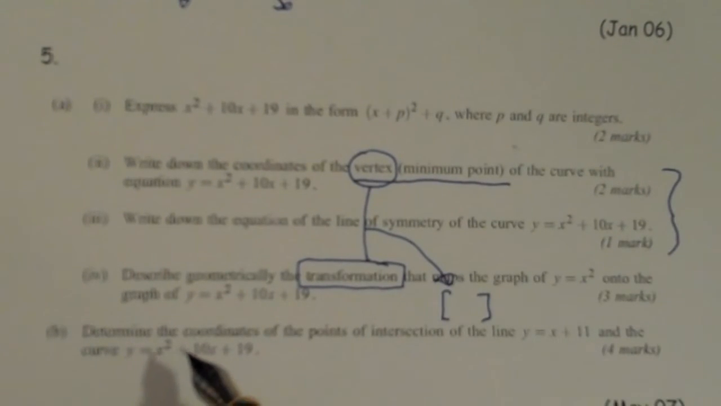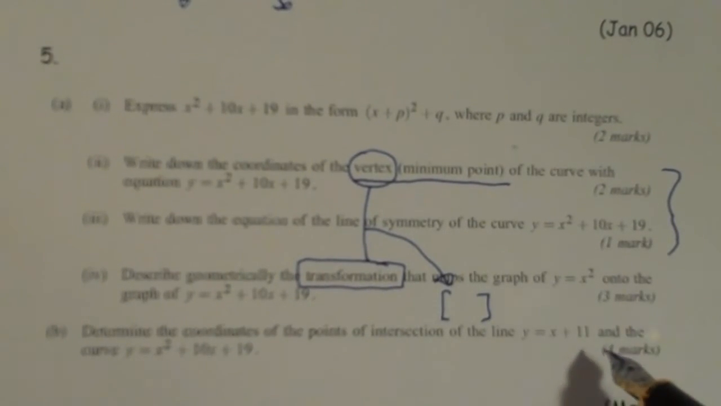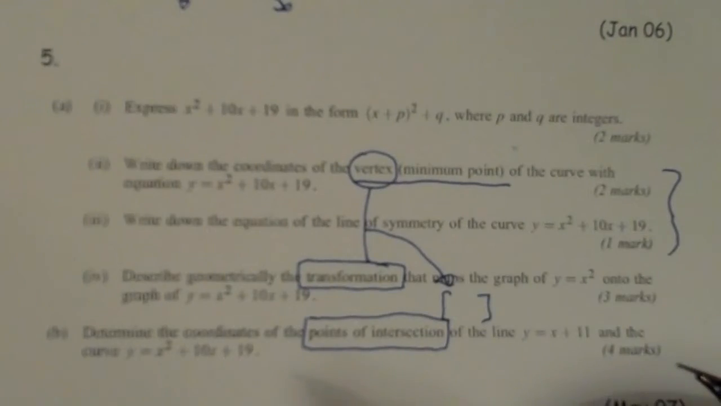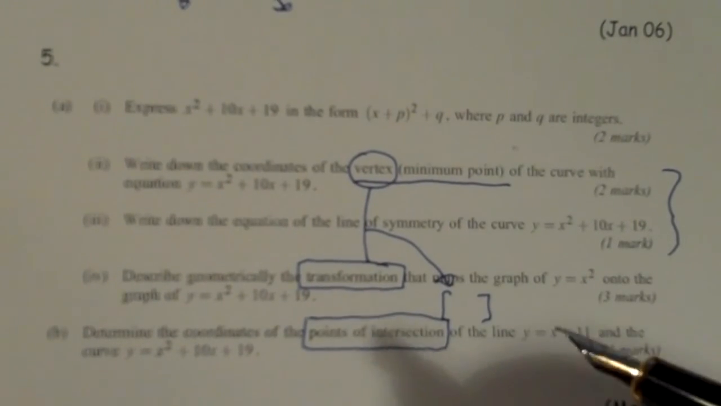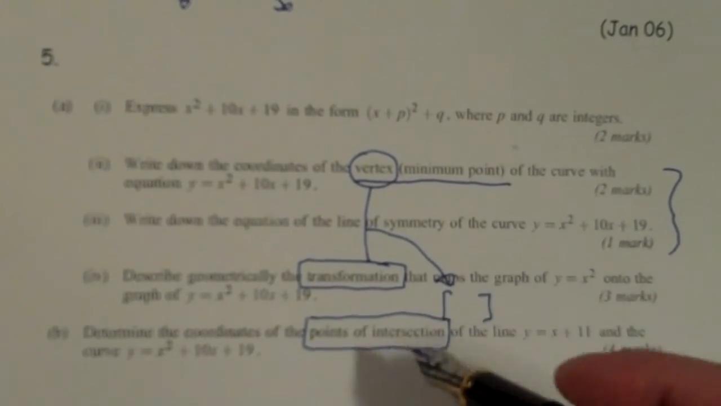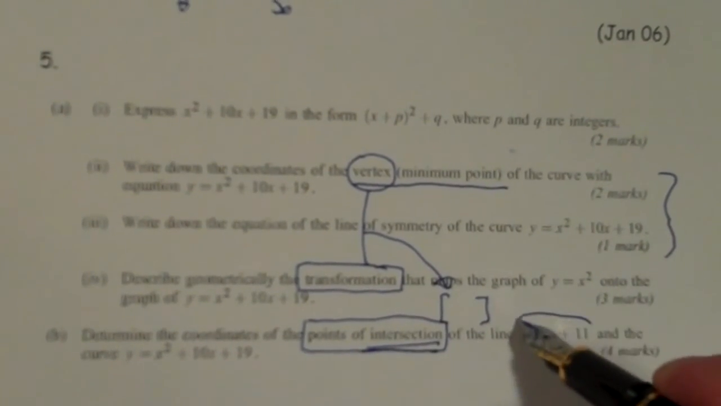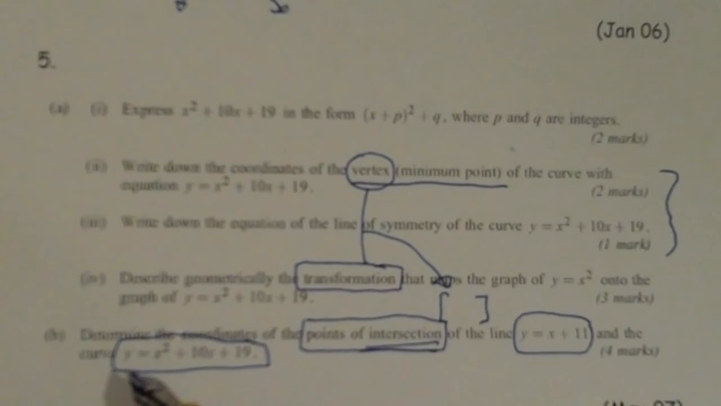In part B, determine the coordinates of the point of intersection of the line y equals x plus 11 and that particular curve. Points of intersection is a code phrase that always means you need a particular method, and that method is simultaneous equations. If you have two graphs and you want where they intersect, we need to solve that simultaneously. We've got y equals x plus 11, we've got y equals x squared plus 10x plus 19.